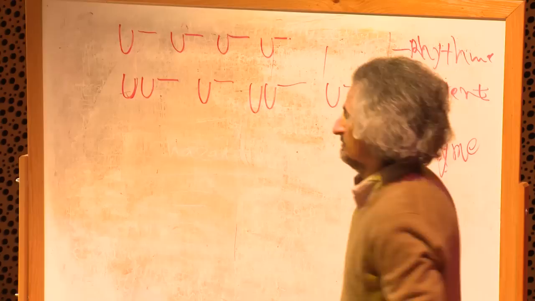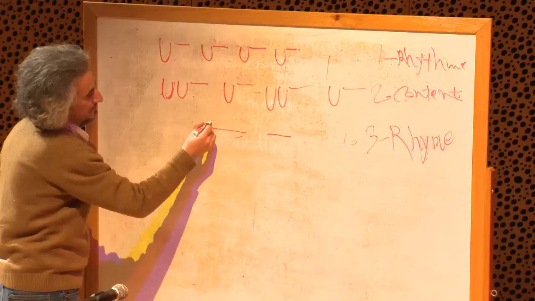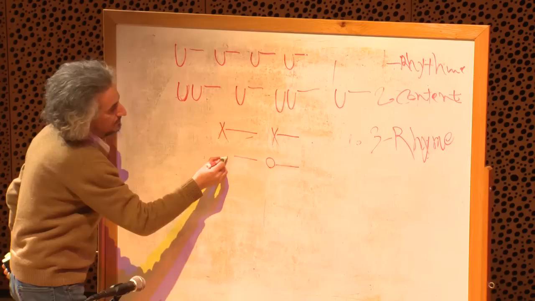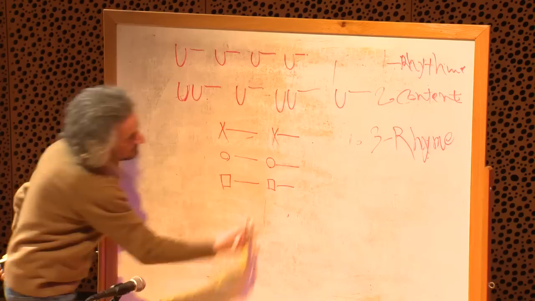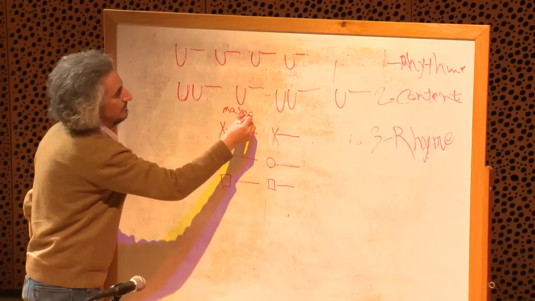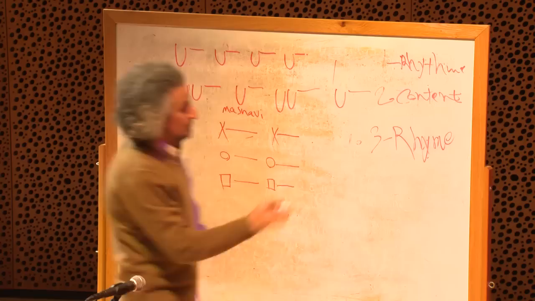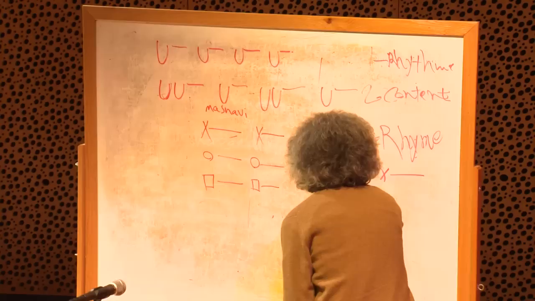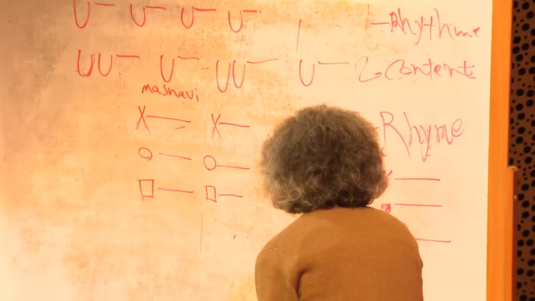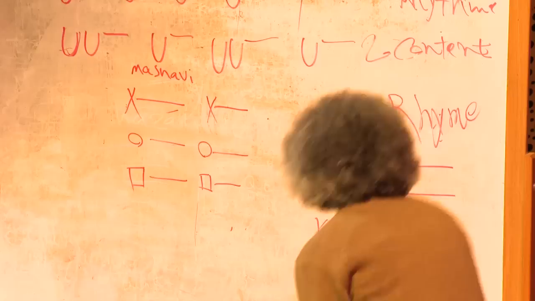One is the structure of masnavi, which is like this. And you read Persian from right to left. And it continues. This is masnavi. There is a structure that exists in ghazal and qasida, which is like this. These can be whatever you want them to be, but these must be the same.